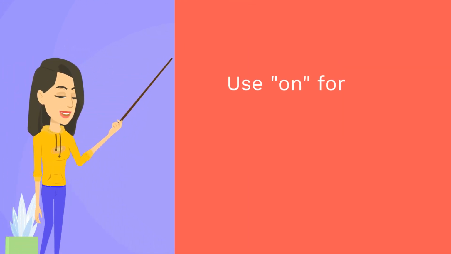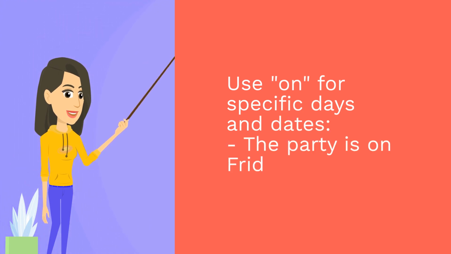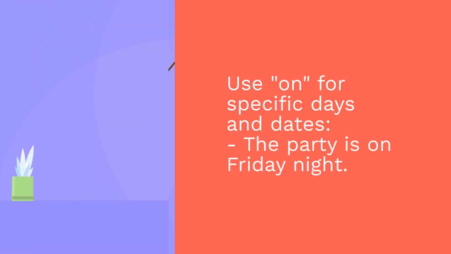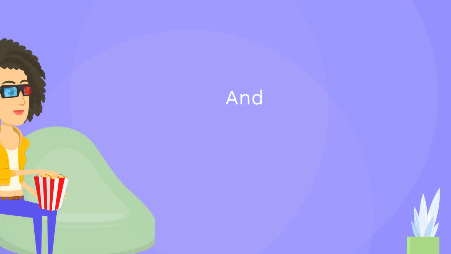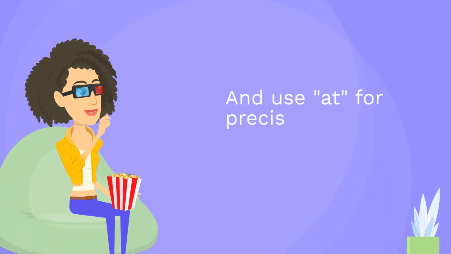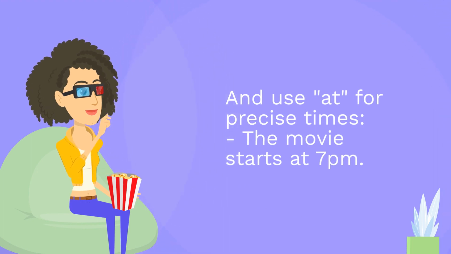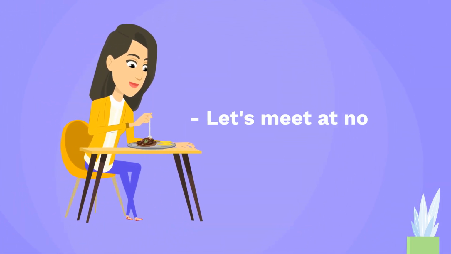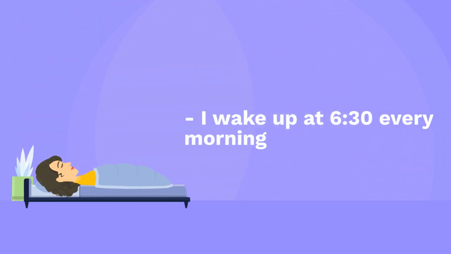Use on for specific days and dates. The party is on Friday night. Her birthday is on March 14th. And use at for precise times. The movie starts at 7 p.m. Let's meet at noon for lunch. I wake up at 6:30 every morning.